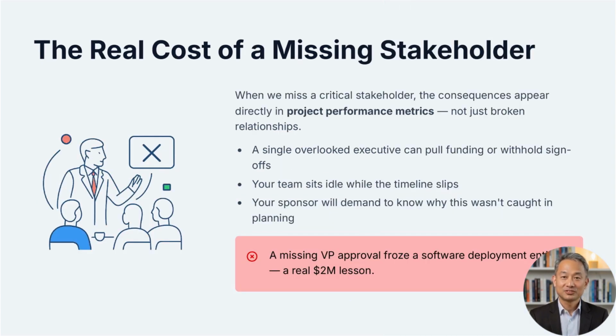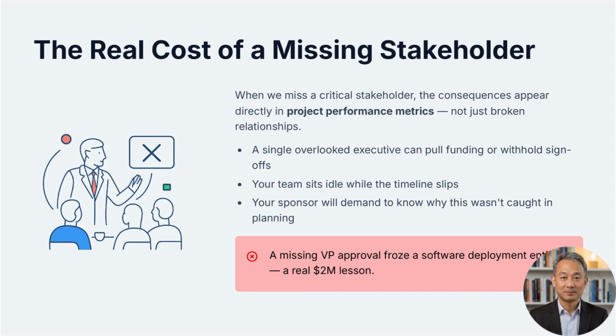When we miss a critical stakeholder, the consequences show up directly in our project performance metrics, not just in broken relationships. A single overlooked executive can pull funding, withhold sign-offs, or halt operations entirely while your team sits idle. My own experience involved a software deployment where a single missing approval from an unlisted VP put the entire implementation on ice. Your sponsor will look at a timeline that is slipping and want to know why these requirements were not uncovered during planning.